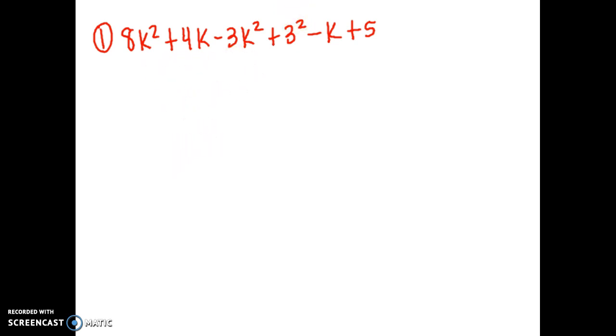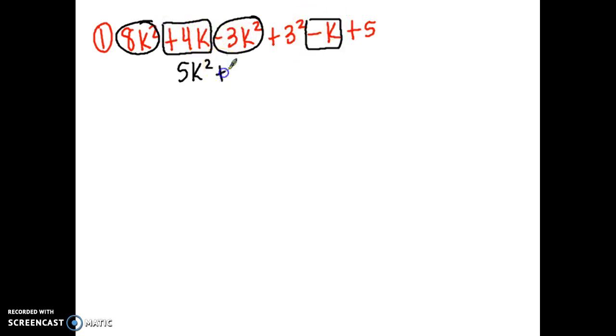So I have 8k squared minus 3k squared. 8 minus 3 is 5, so this is 5k squared. I'm going to pick a new shape and a new term. 4k minus k. 4k minus k is 3k.